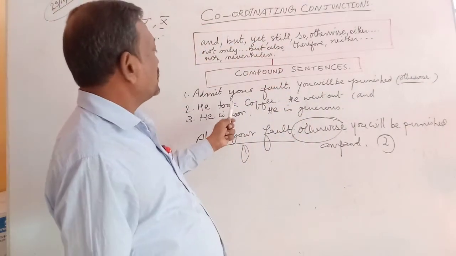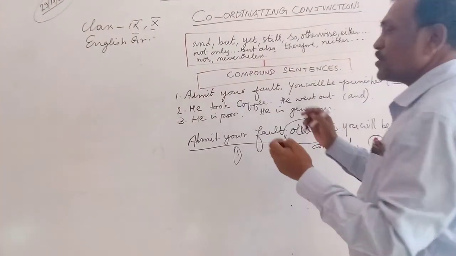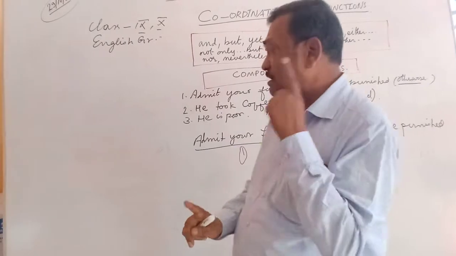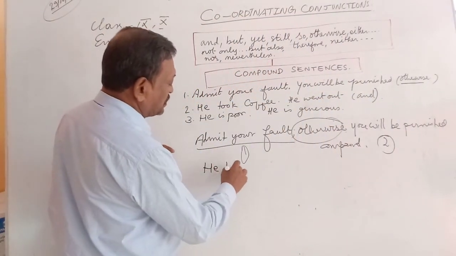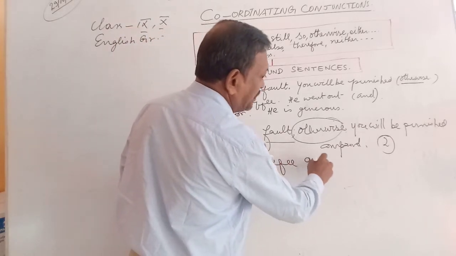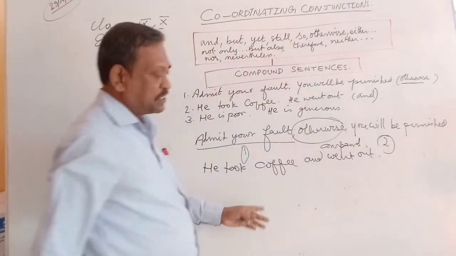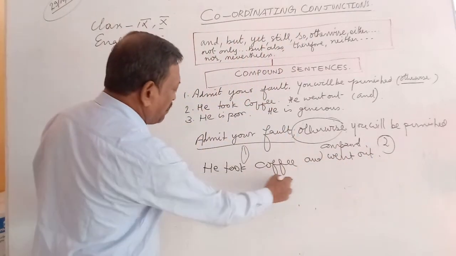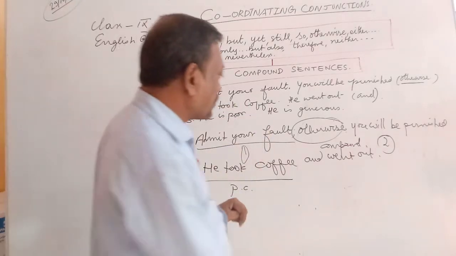Look at this. He took coffee, he went out. Now I am going to club these two sentences by making them into one. He took coffee and went out. So it's very simple. He took coffee and went out. He took coffee, principal clause. And where is the other principal clause?